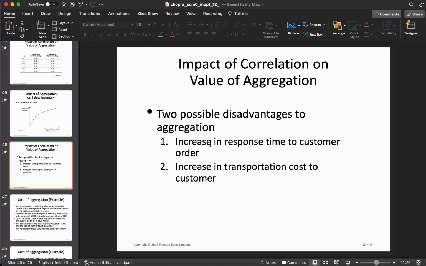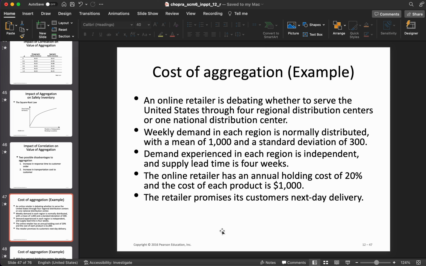So let's look at a particular example of this case. Let's assume that there's an online retailer which is debating on whether to serve the United States. Let's assume it's Amazon, the simplest thing that we can know. So Amazon is trying to figure out, should we have 4 regional distribution centers or 1 national distribution center, right? That's what they're debating.